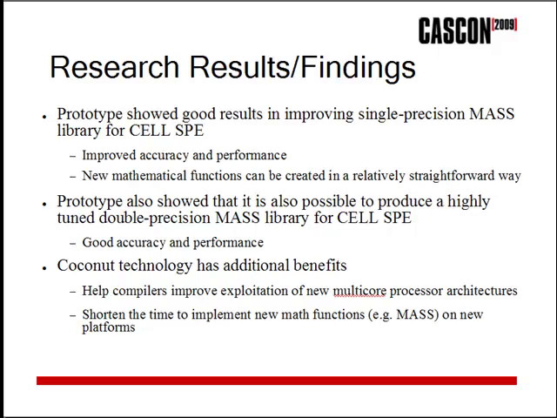As part of the exercise, we also discovered that the Coconut technology has additional benefits. It can help compilers improve the exploitation of new multi-core processor architectures and also shorten the time to implement new math functions like MASS on new platforms.